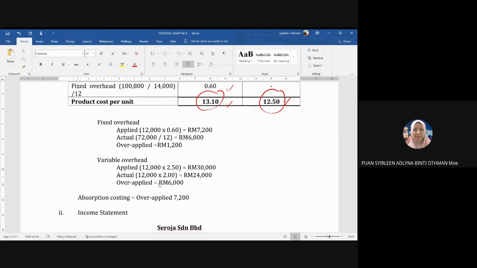Lepas tu variable, kalau applied dia 12,000 darab RM2.50 dapat 30,000. Actual is 12,000 darab RM2. Yang ni tak perlu bahagi 12 sebab variable cost dia punya cost driver ialah unit produce. So 12,000 tu dah memang unit produce for 1 month. Jadi madam tak perlulah nak bahagi dengan apa-apa. Okay, sebab tu bila buat accounts, baca soalan, faham dan follow apa yang kita dah buat sebelum ni, bukan hafal.